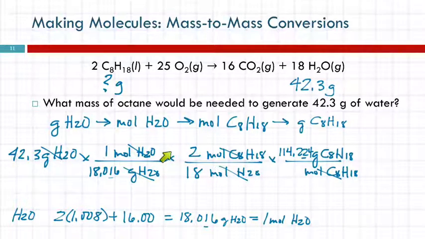So now it's just calculation. This number times the top, divide by the bottom, times the top, divide by the bottom, times the top, divide by the bottom. You don't have to write anything down. You don't have to remember anything. You just follow the pattern. So 42.3 divided by 18.016 times 2 divided by 18 times 114.224 equals, how many significant figures should my answer have?